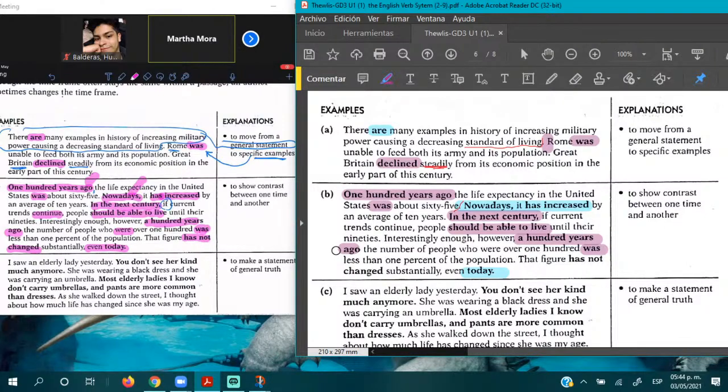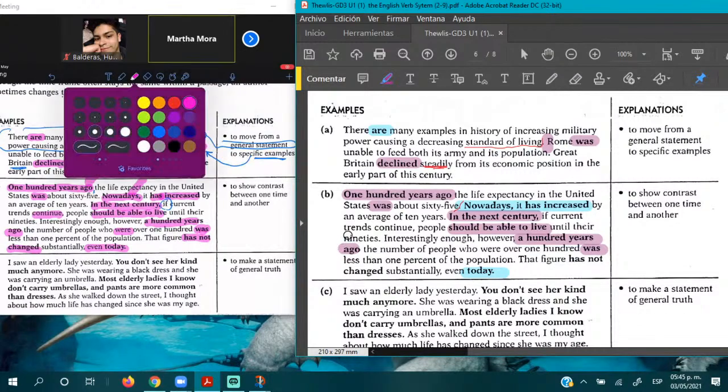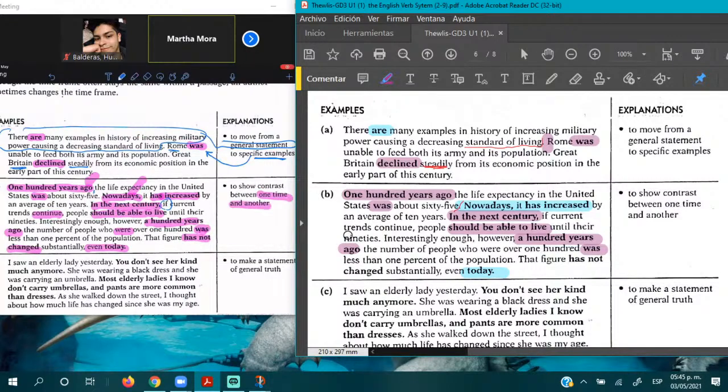So, can you read the explanation now? Yes. To show contrast between one time and another. So, and how do we announce there will be contrast? With the time expressions. So that is why they appear at the beginning of the sentence. So it helps, it prepares your reader or your interlocutor for a change in what you're going to say.